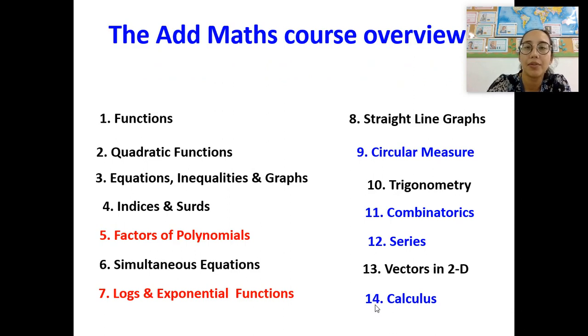So this is the AdMaths course overview. There are 14 different topics, and the topics in red are the topics that you usually would not encounter until Year 13 A-level maths. The topics in blue are usually what you would first encounter in Year 12 in A-level maths. And the topics in black are those which you will experience in your normal IGCSE maths, but they will be extended in some way. And they will build upon what you already do in your normal maths lessons.